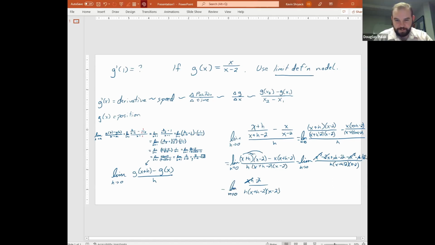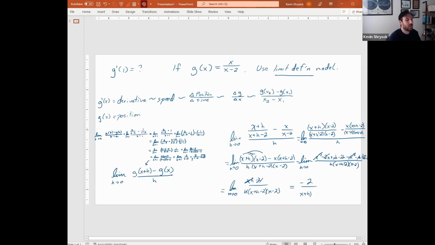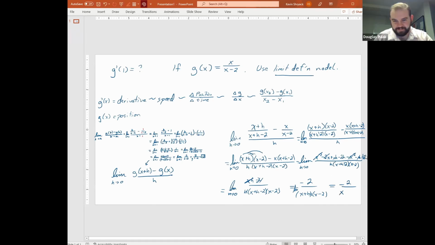And finally, the h's cancel away. I'm left with a minus 2 on the top. On the bottom, I've got an x plus h minus 2 and then an x minus 2, and then there's a limit. And then I can plug it all in. And then finally, I will get the exact same answer: minus 2 over x minus 2 squared. And then we finally plug in 0 and we would get the exact same thing.